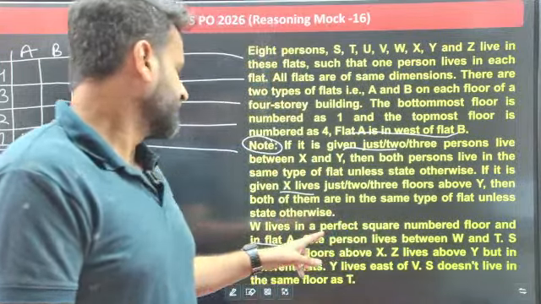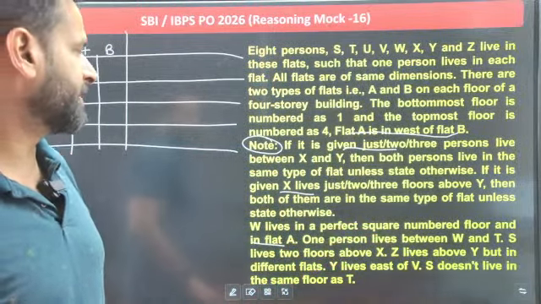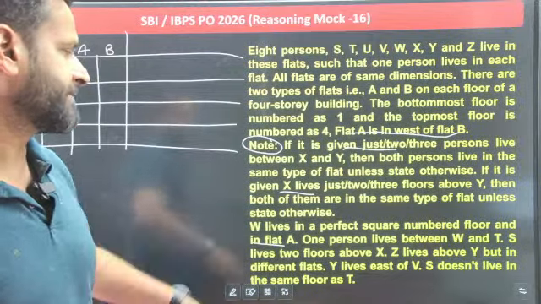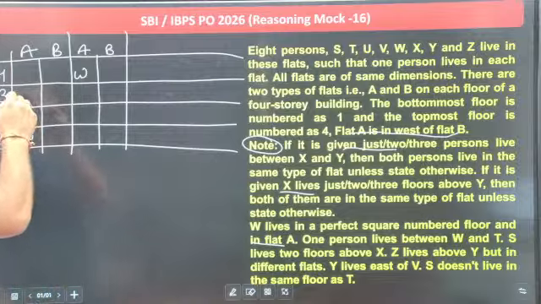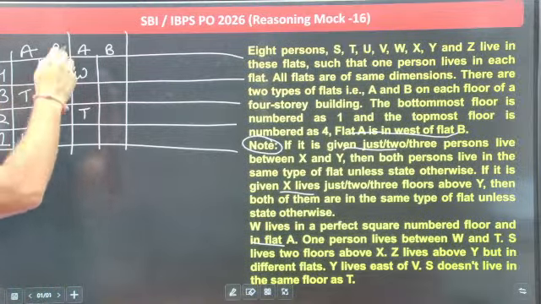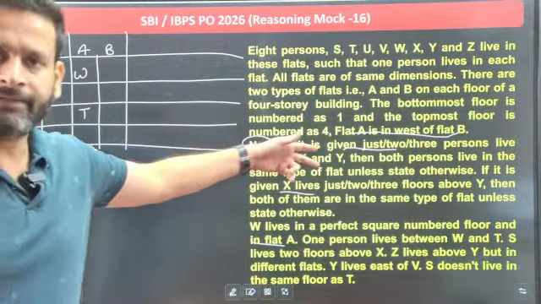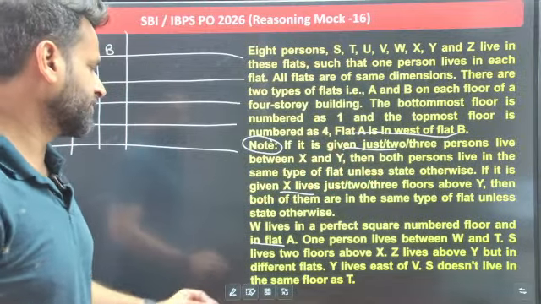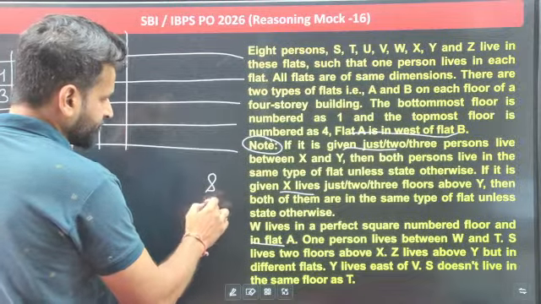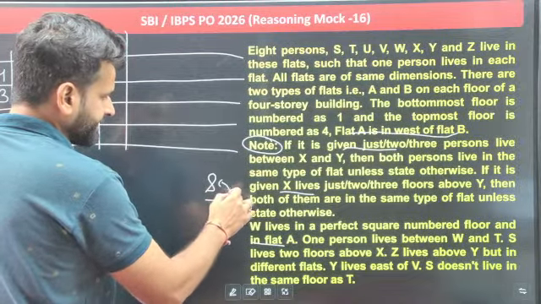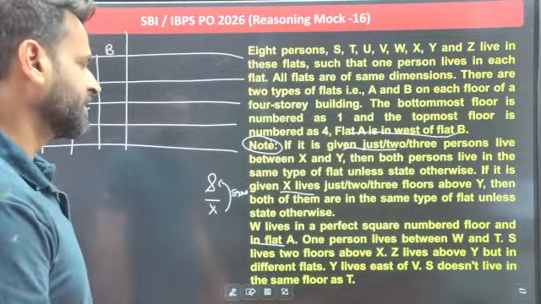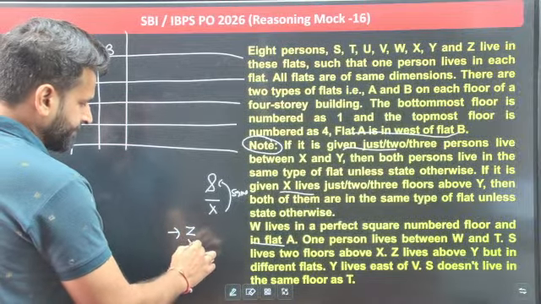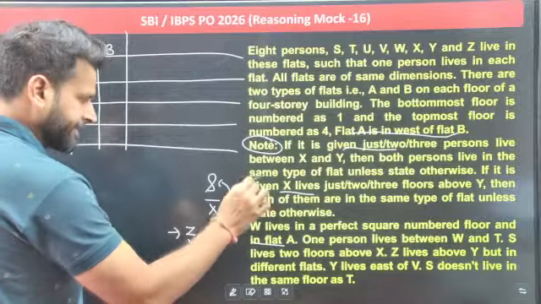One person lives between W and T. Now, if one or three persons live between them, both are living in the same flat, as given in the note. S lives two floors above X. S is two floors above X, nothing is given about the same flat. Z is above Y but in a different flat. Z is living somewhere above Y and in a different flat.